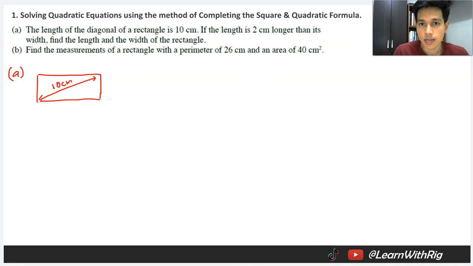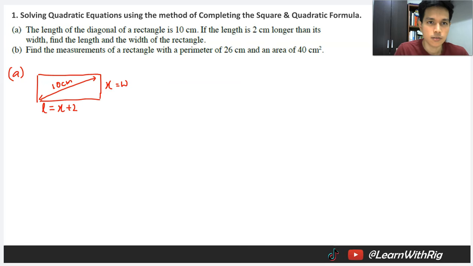Okay, if the length is 2 cm longer than the width, since they're giving you this, you can assume, let's say the width is x. Okay, if width is x, what is the length? x plus 2, because it's 2 cm longer, correct? So x plus 2. So find the length and the width of the rectangle. So this is length. Okay, length is equal to x plus 2, this is the width. So you want to find this.